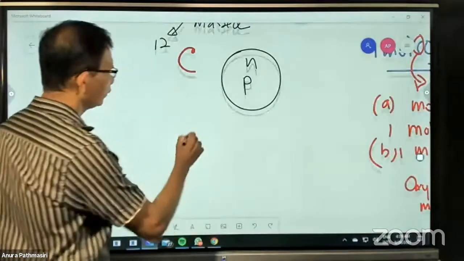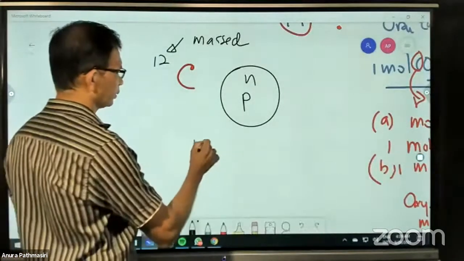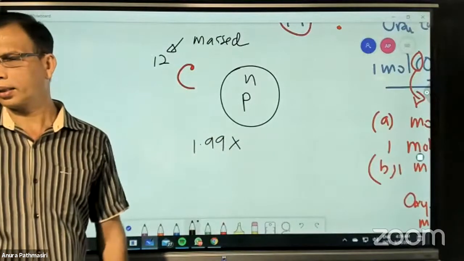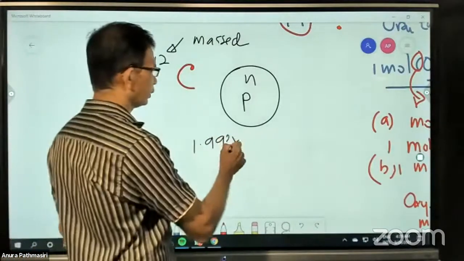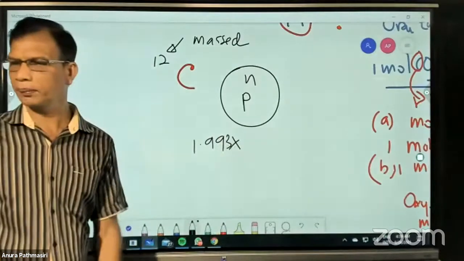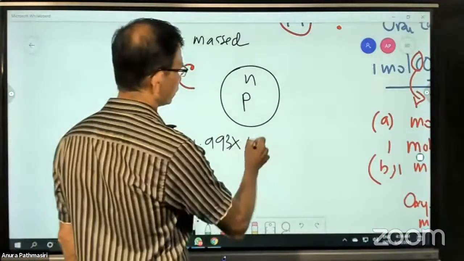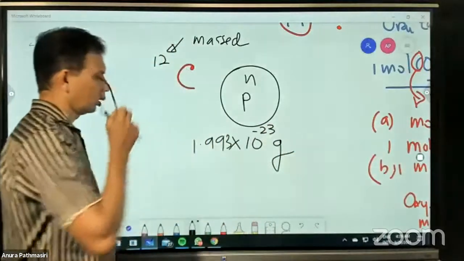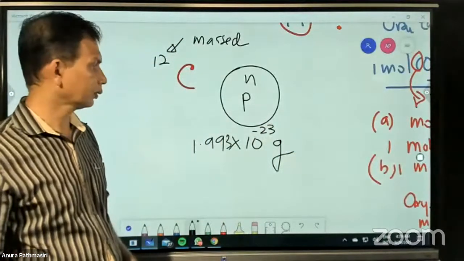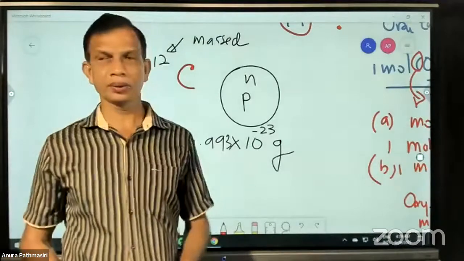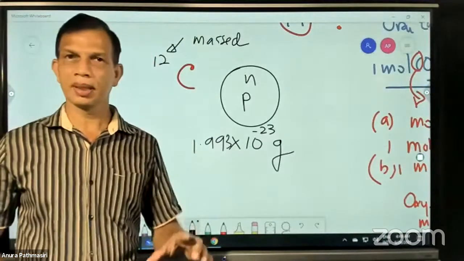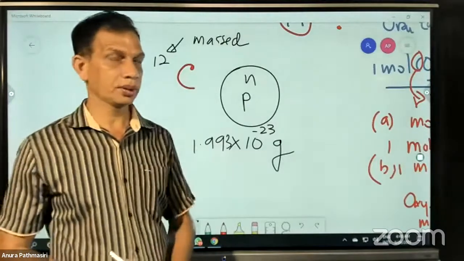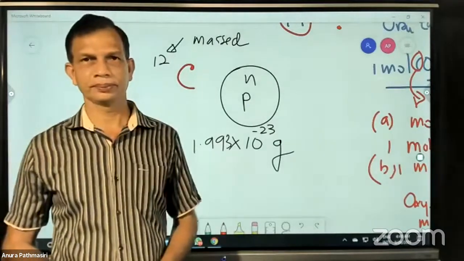He found out the mass of a carbon atom. It is 1.993 times 10 to the power negative 23 gram. That's the mass of the carbon-12 isotope.